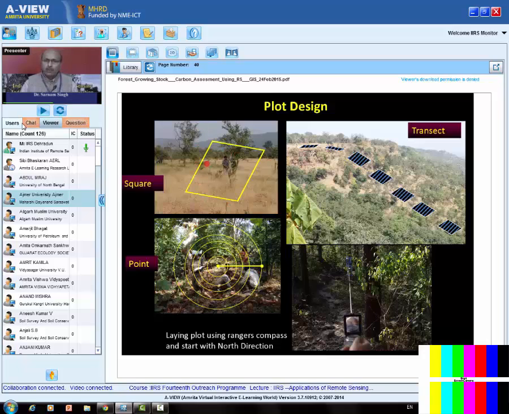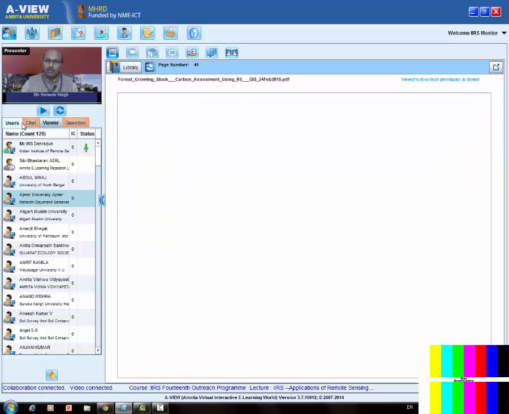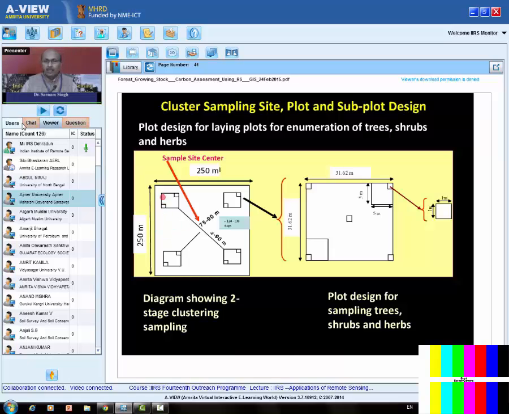So these are three, four possibilities. This is the square plot you can lay out. You can do the point plot, which is circular in nature, or you can take a transect along the gradient. Anything you can follow depending upon your requirement and the money available, any of these methods can be applied. This is the super plot concept, the cluster samples.